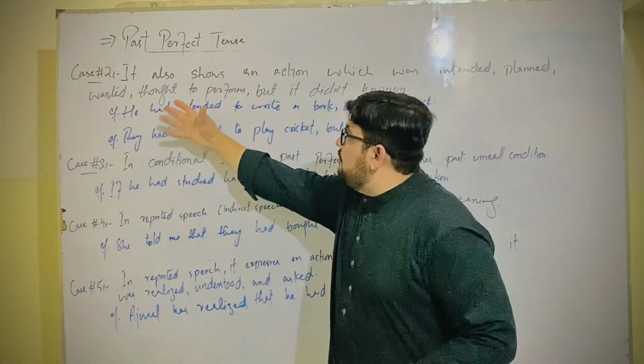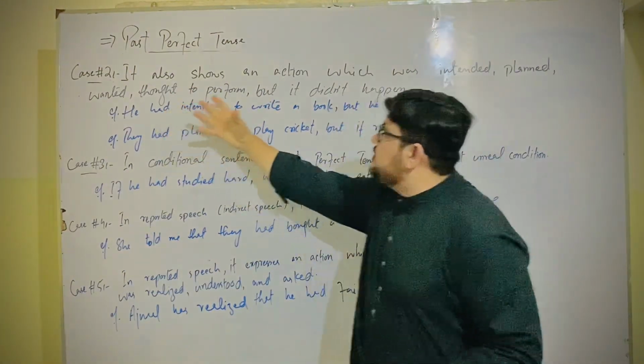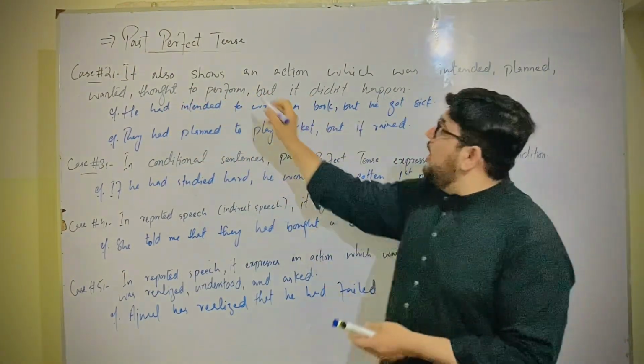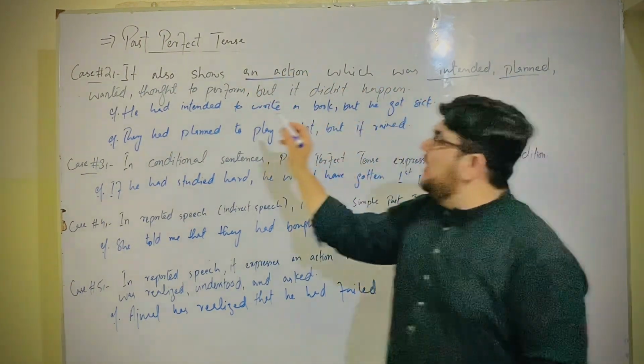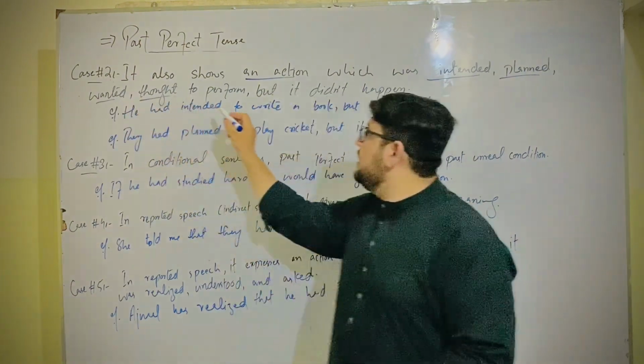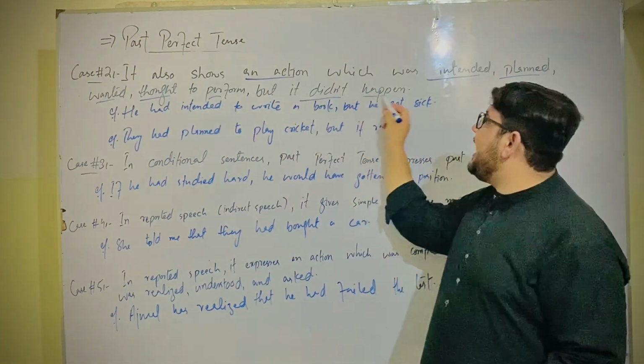The second case of past perfect tense is that it also shows an action which was intended, planned, wanted, or thought to be performed, but it didn't happen.